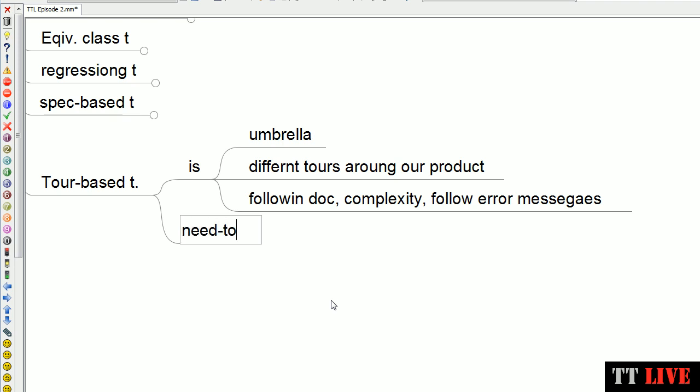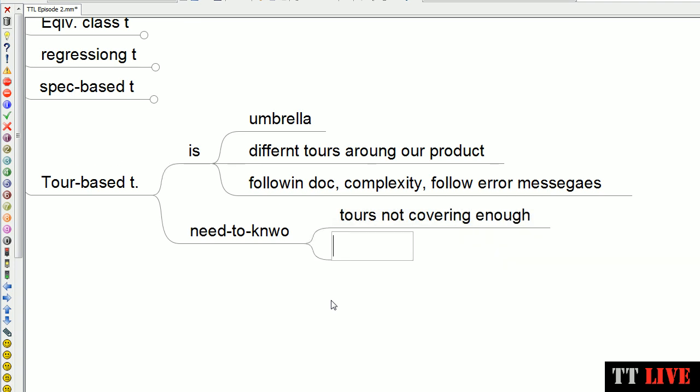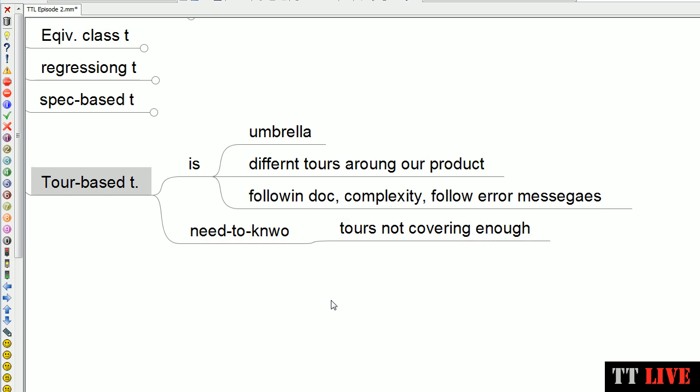Well, need to know is kind of obvious. We might choose wrong tours, and that's a train, by the way, if you didn't hear that. Tours not covering the product the way we like. And well, we'll miss some coverage that we would actually like to do, but we didn't think about that and so on. But it's a good way to do it. It's a good way to figure out what can be done with the product.